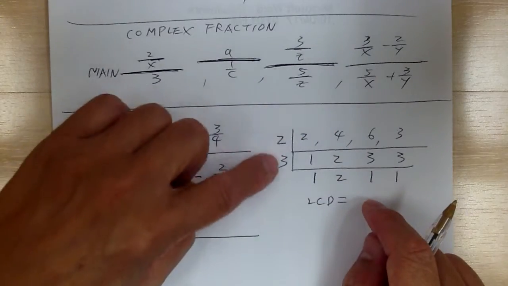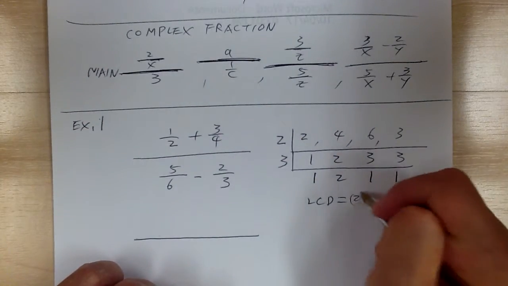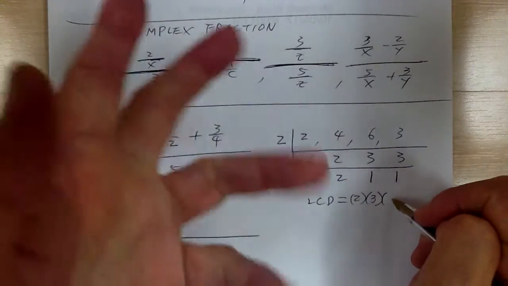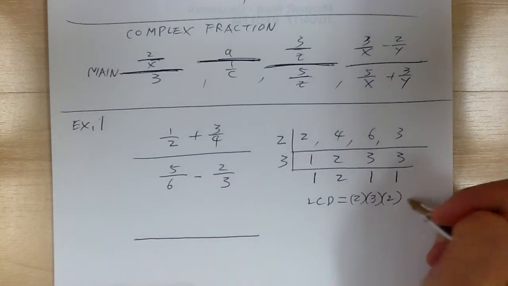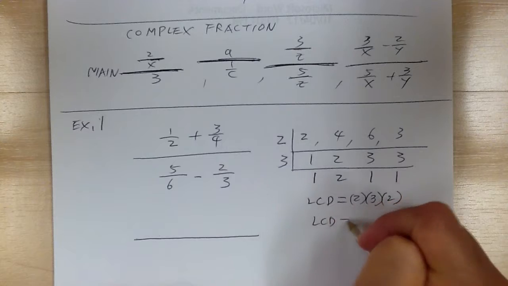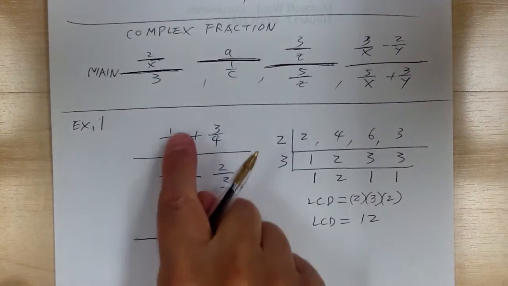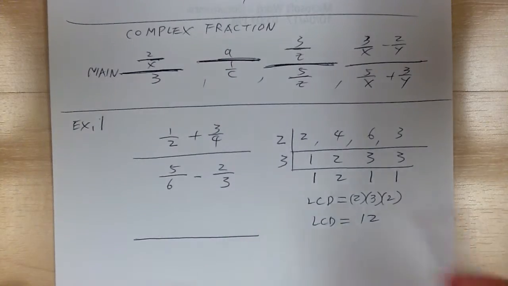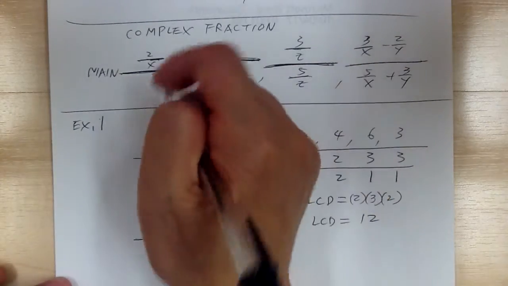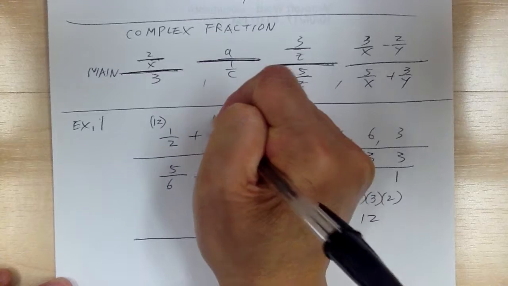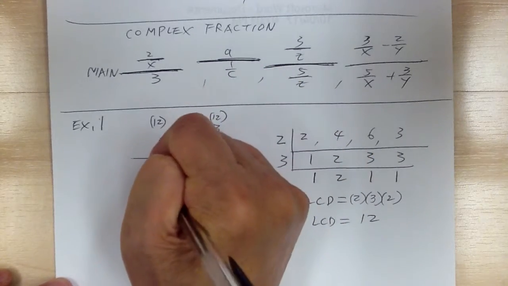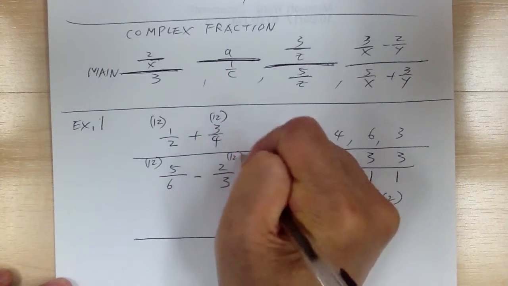So it equals 2 times 3 times 2. When you multiply by 1, it doesn't do anything. So your LCD is going to be equal to 12. You're going to multiply each term by 12. Make sure you give yourself enough space. You multiply by 12 for each term. Write it out so you don't make careless mistakes.